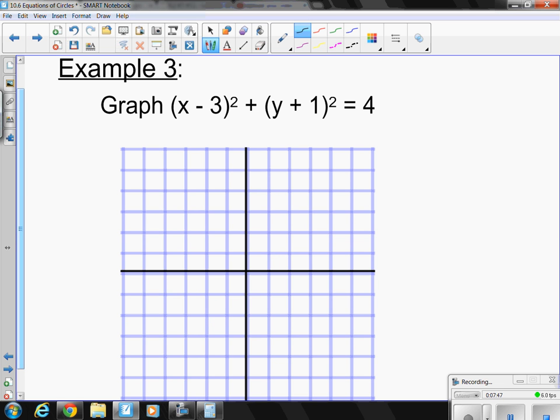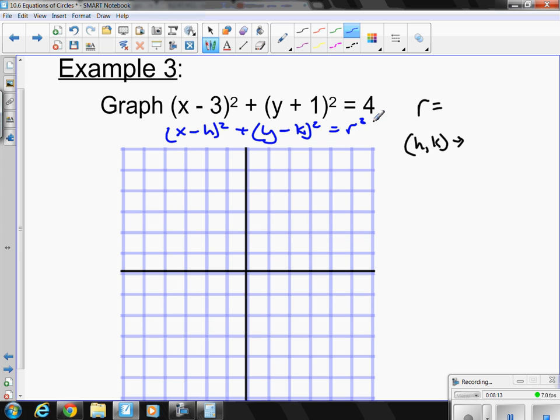(x - 3)² + (y + 1)² = 4. If I want to graph this, I need to figure out what r is and where (h, k) is. So remember, the formula is (x - h)² + (y - k)² = r².